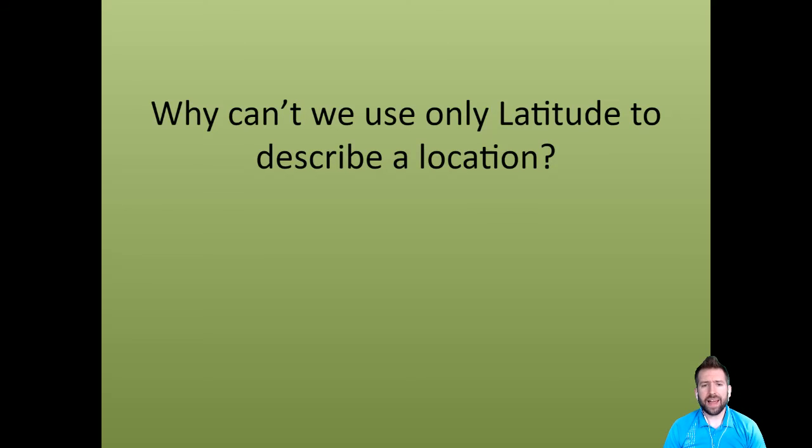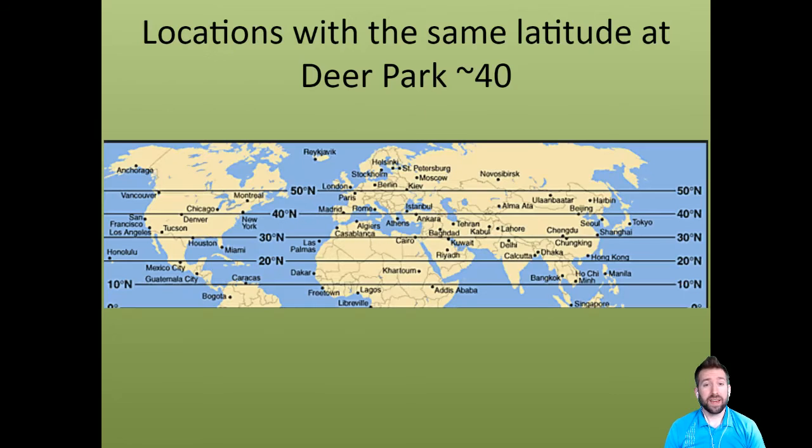So we've been talking about latitude, and well, why can't we just use latitude to describe a location? Why do we need something else? The reason for that is that the locations on 40, well, they could be anywhere. Let's take a look here. We're about at 40, going through New York. You could be in Denver, you could be in Madrid, you could be in Ankara, you could be in Beijing. You could be in a lot of different places by just knowing your latitude. So you need something else.